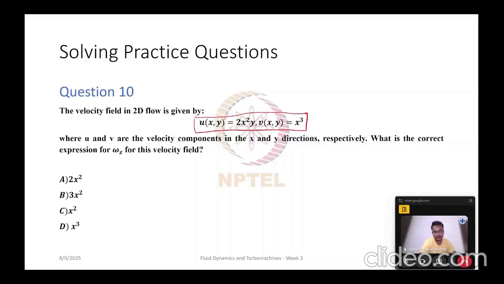Is it option A, 2x squared? Is it option B, 3x squared? Is it option C, just x squared? Or is it option D, x cubed?